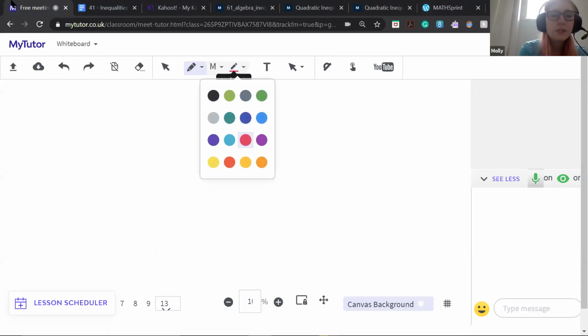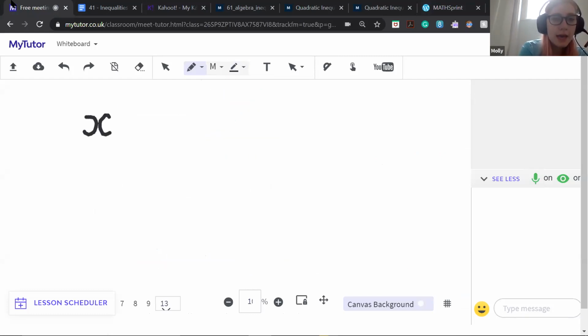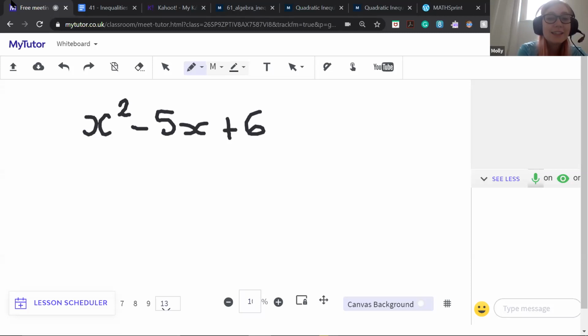Okay, let's do x squared minus 5x plus 6 is less than or equal to 0. In fact, let's do greater than or equal to 0 because the last one was the less than. Okay, so just remember this. Factorize, critical points, graph. 3-step process, that's all there is to it. So let's start off by factorizing. What do you think we get when we factorize this?